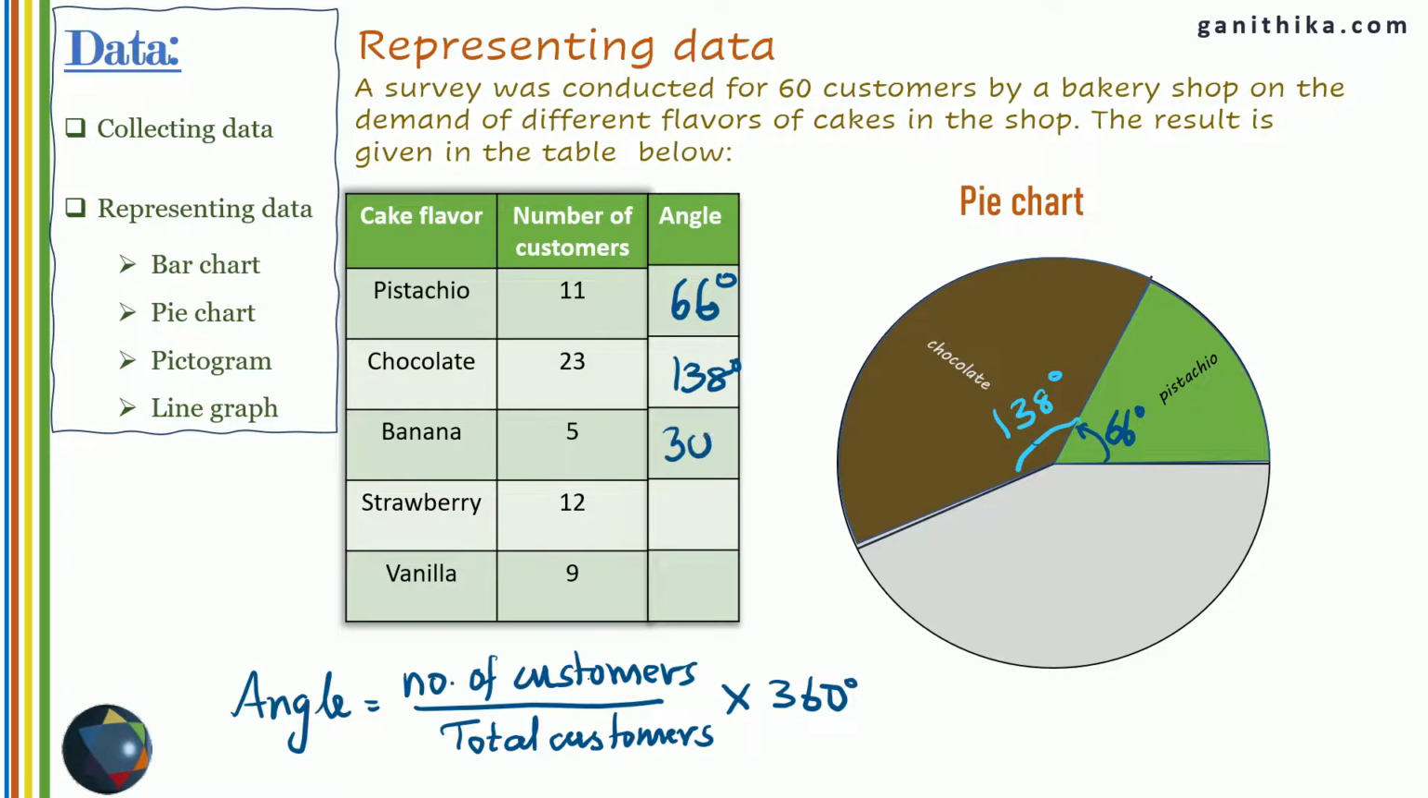Now for banana, do the same thing. 30 degrees is the degree representing banana. Make the sector from the end of the chocolate sector, shade it and write banana in this. Can you complete this picture by pausing the video here?